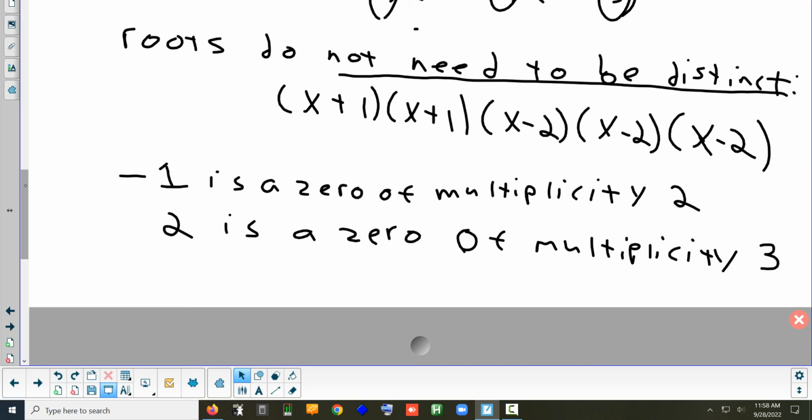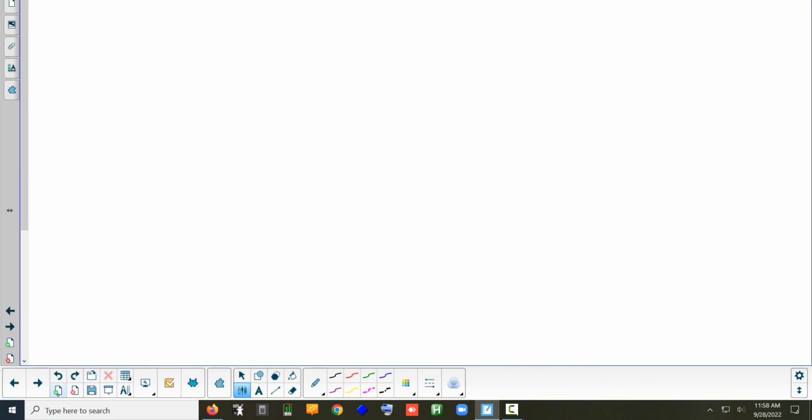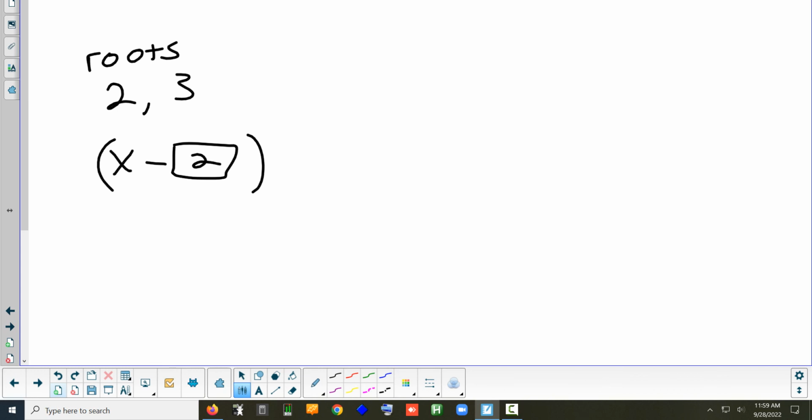All right, so we'll look at some problems in the homework that ask you to find, for example, a polynomial with certain roots. If I said to you, find a polynomial that has roots of 2 and 3, what would you write down as the factors? x minus whatever the root was, and x minus whatever the root was.